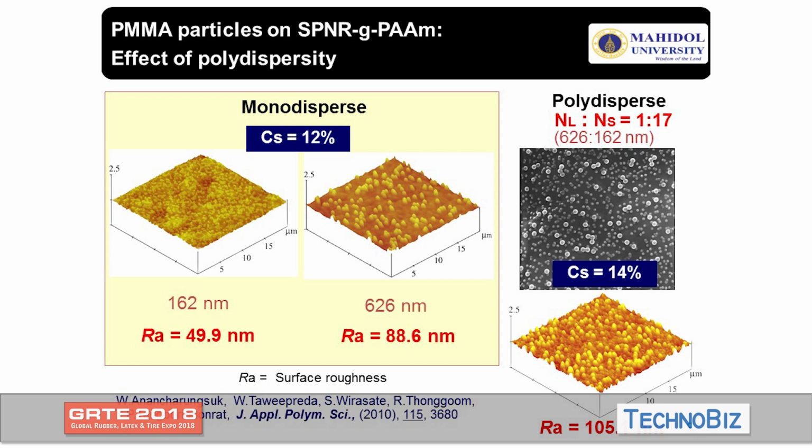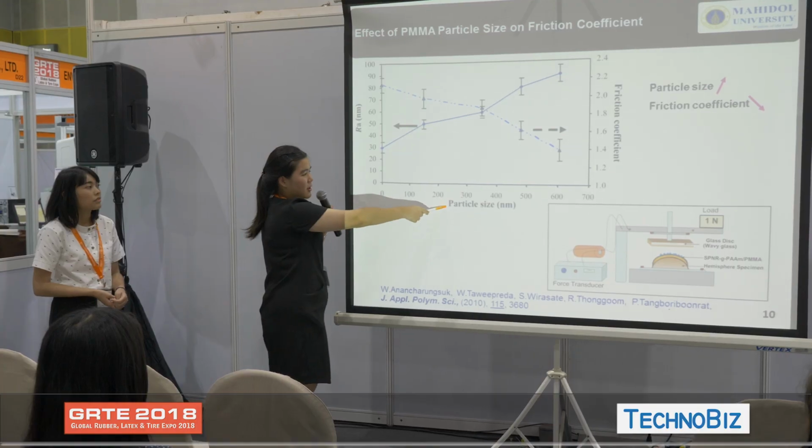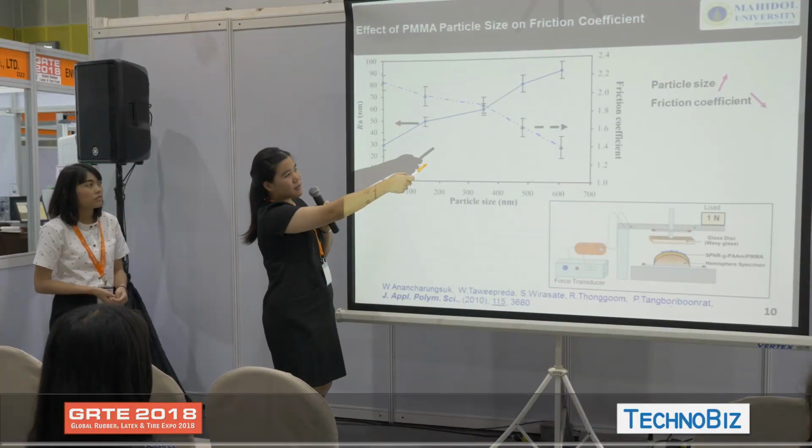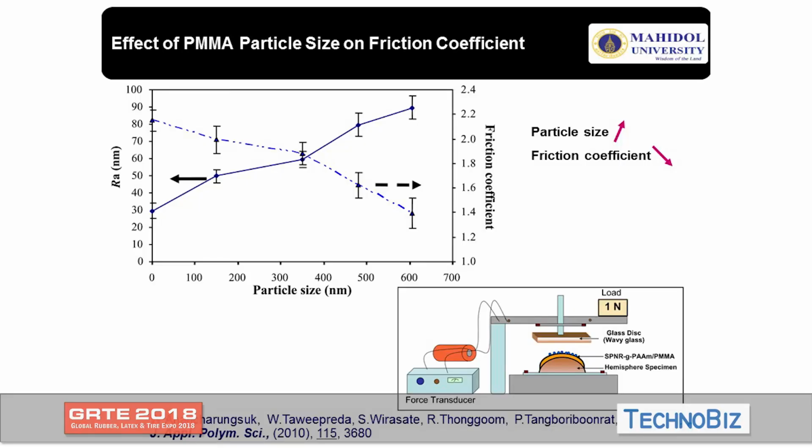Moreover, when you coated the rubber sheet with a mix of large and small particles, the surface roughness was further increased with the higher amounts, as you can see here. This graph shows the relationship between the surface roughness and the particle size of PMA. This axis is the friction coefficient, which can be measured by that apparatus. As expected, the surface roughness increases while the friction coefficient decreases as the particle size increases.